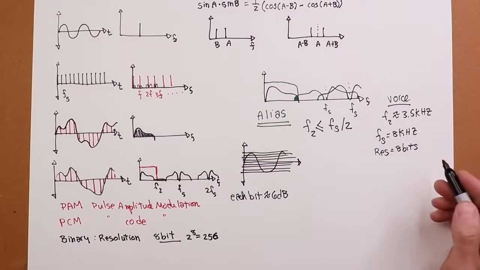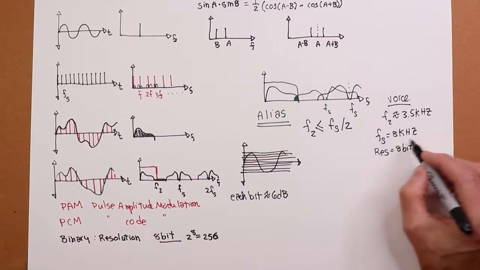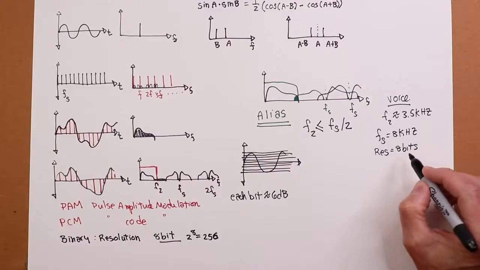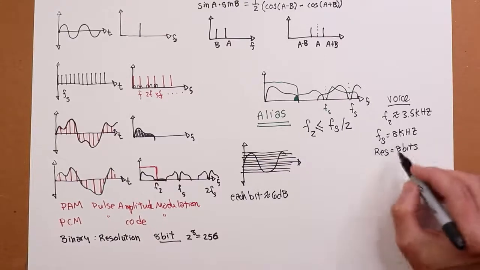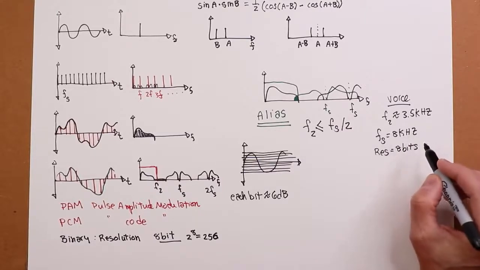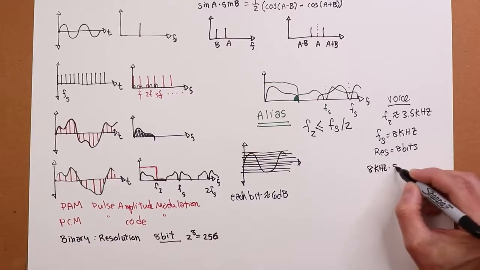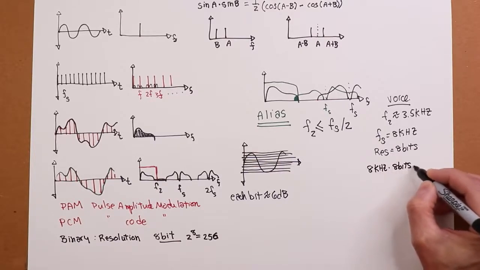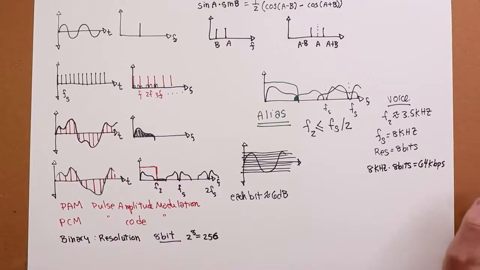If you multiply this out, in other words, you're going to take 8,000 measurements, 8,000 samples every second. Each one of those things is 8 bits. Right? So in 1 second, you're going to multiply 8 bits times 8,000. Okay. And you're going to end up with 64,000 bits per second. That's referred to as a voice channel. That's a standard voice channel, 64K bits per second.